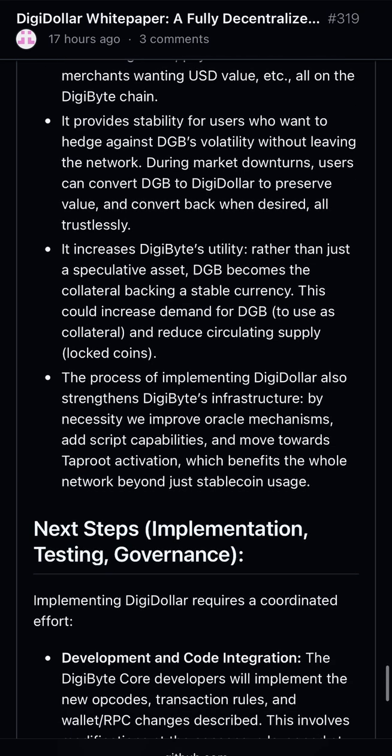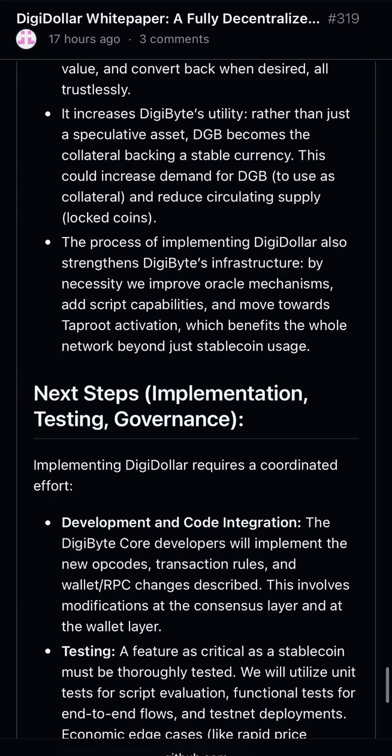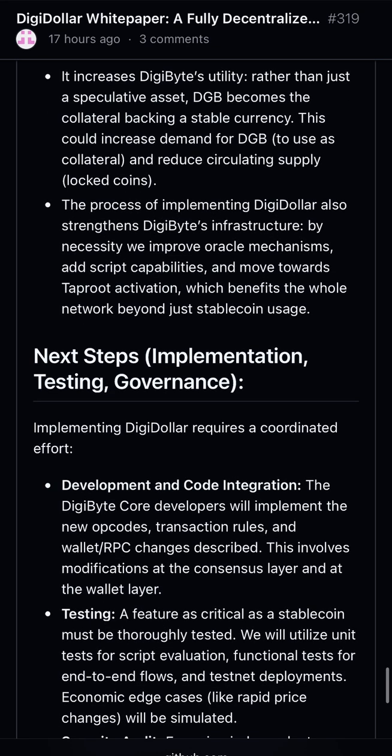It provides stability for users who want to hedge against DGB's volatility without leaving the network. During market downturns, users can convert DGB to DigiDollar to preserve value, and convert back when desired, all trustlessly. It increases DigiByte's utility. Rather than just a speculative asset, DGB becomes the collateral backing a stable currency. This could increase demand for DGB to use as collateral and reduce circulating supply, with locked coins.